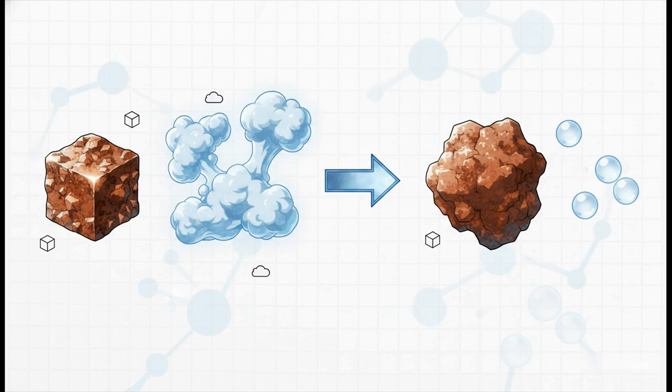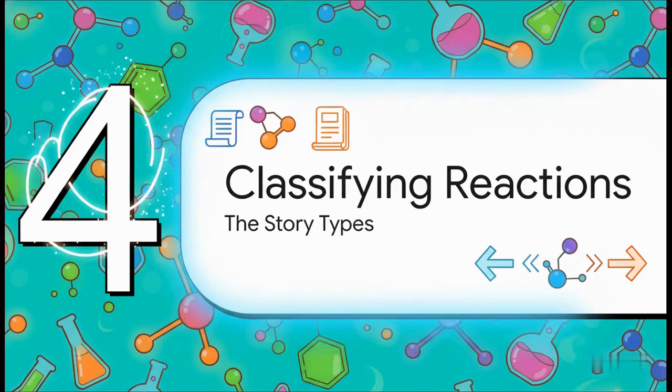Almost done. We just need to fix the iron. We have 3 on the right, so we just put a 3 in front of the Fe on the left. And let's check. 3 iron, 8 hydrogen, 4 oxygen on both sides. We did it. It's balanced. Oh, and those little letters in parentheses? They're just extra info. S for solid, G for gas. Fantastic! See? It's just a puzzle.